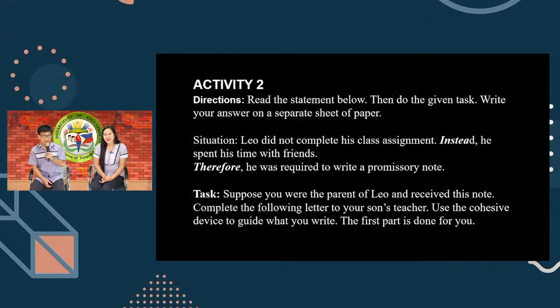Okay, so you also have activity number 2, and that is to read the statement found on your SLM, then do the given task. For example, you have a situation. Leo did not complete his class assignment. Instead, he spent his time with friends. Therefore, he was required to write a promissory note.